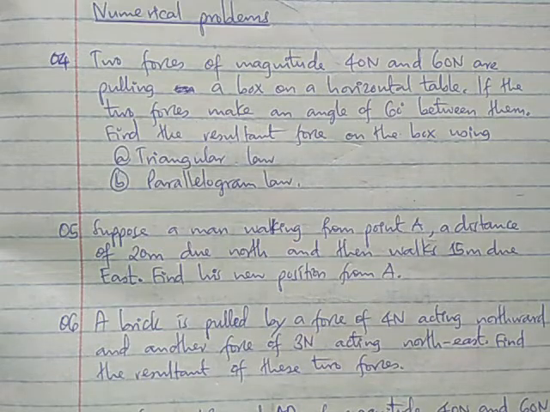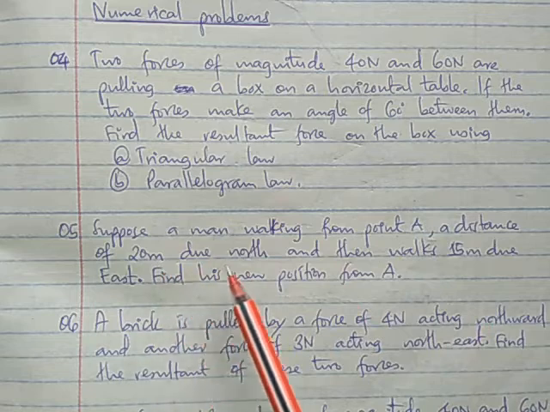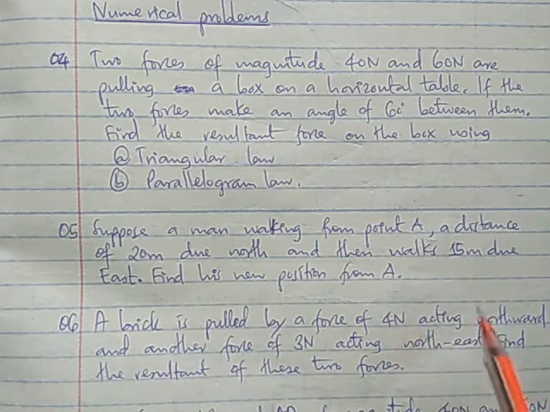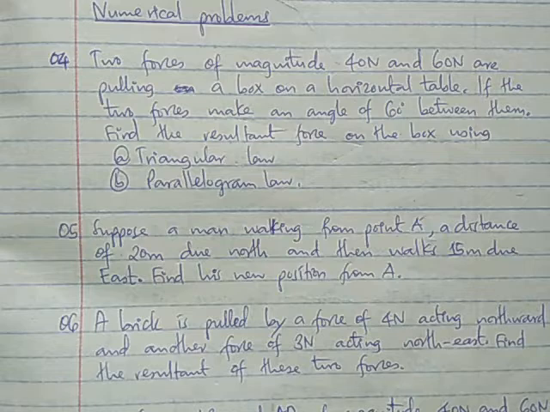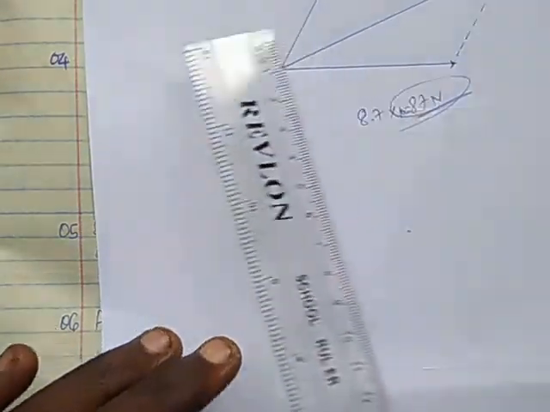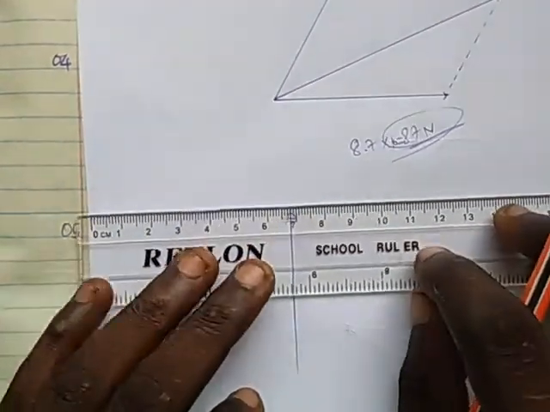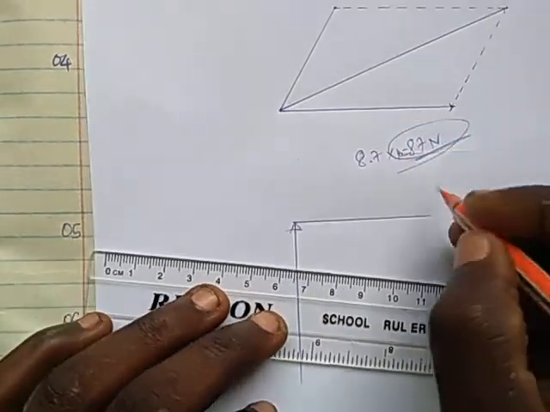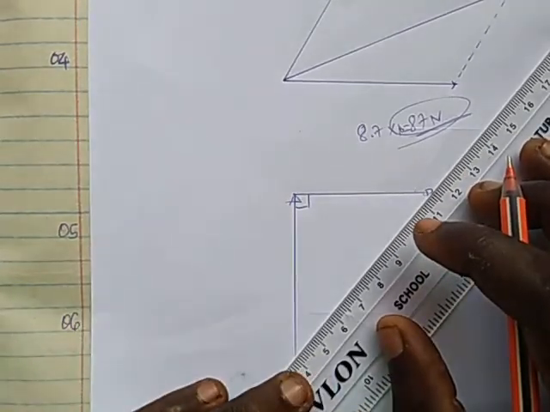Question 5: suppose a man walks from point A a distance of 20 meter due north and 15 meter due east. Find his new position from A. He has walked from point A a distance of 20 meter due north and 15 meter due east. Going north and going east, then you find the new position from A. That is the resultant vector there. I hope you can even use the Pythagoras theorem. Sometimes for questions like this you can use the Pythagoras theorem directly, since due north and due east form a right angled triangle.